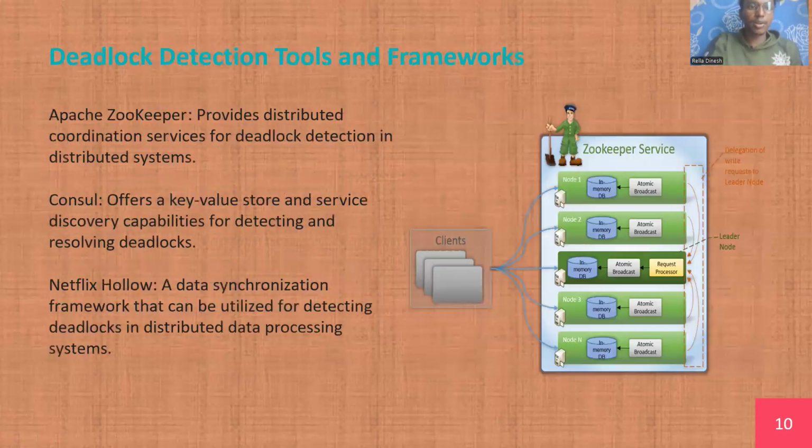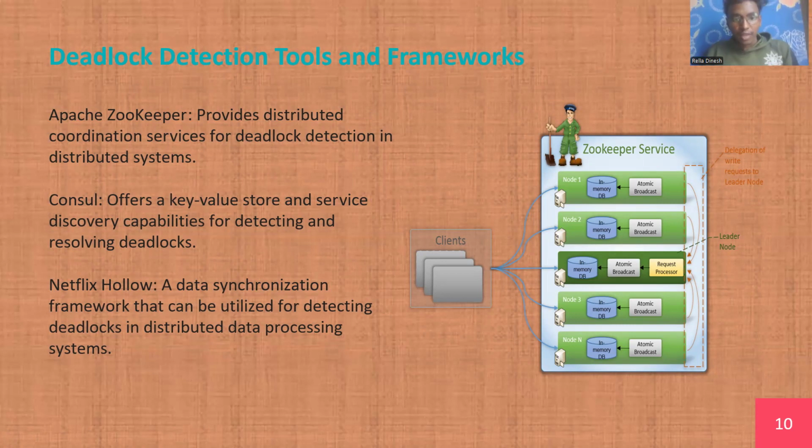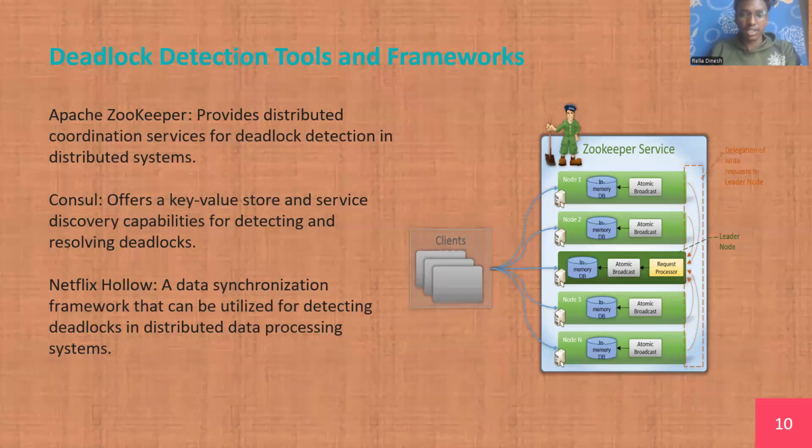Okay. Now we will see the deadlock detection tools and frameworks. Some frameworks we will see. Apache Zookeeper provides a distributed coordination service for deadlock detection in distributed systems. Consul offers a key-value store and service discovery, with the capability of detecting and resolving deadlocks. Netflix Hollow is used for detecting deadlocks in distributed data processing systems.